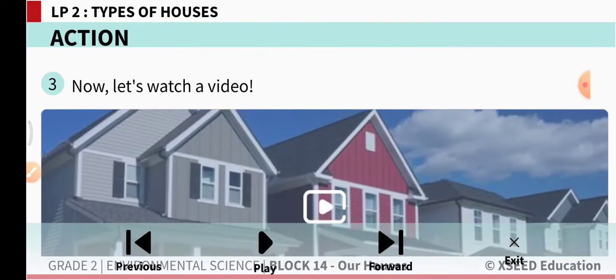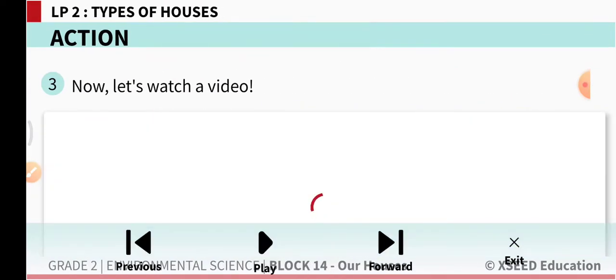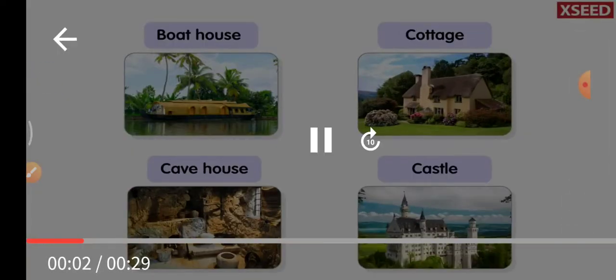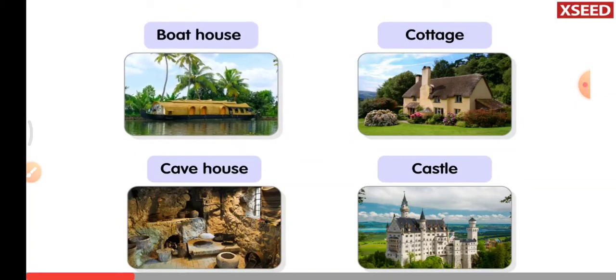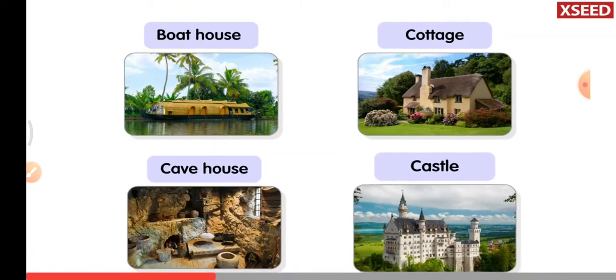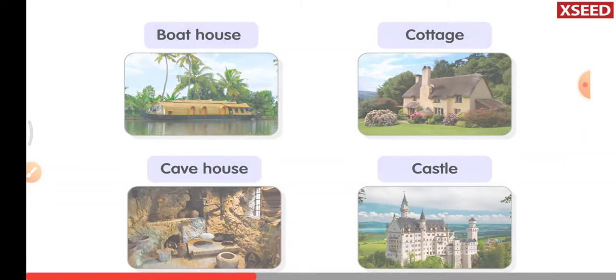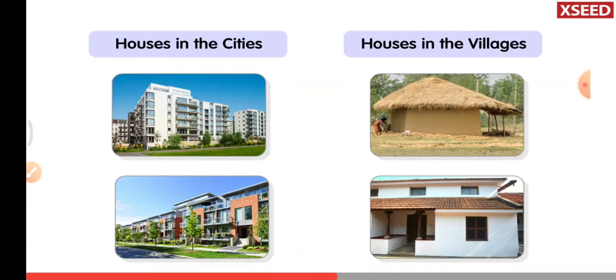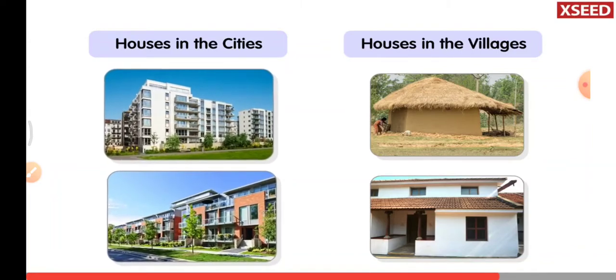Now let us watch this video. Houses are of different types. There are boat houses, cottages, cave houses, and castles. Houses in the cities and those in the villages look different. In cities, many people live in a small area, so we see more multi-story houses there.